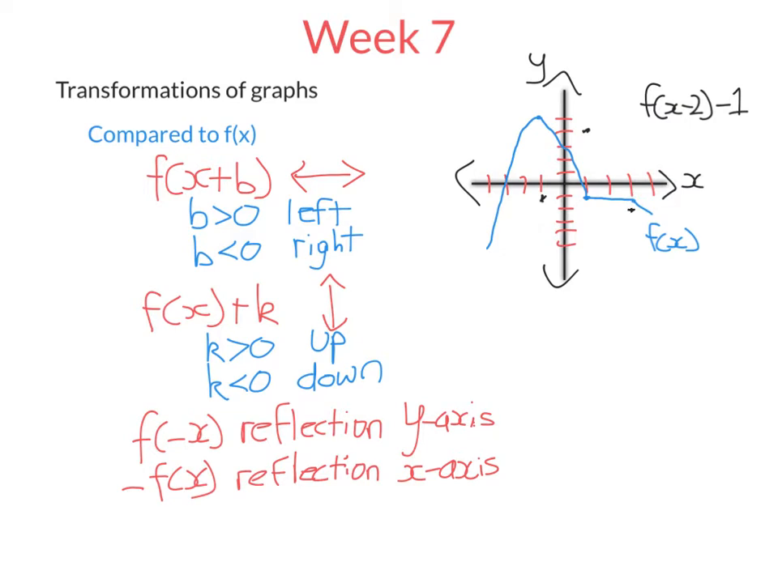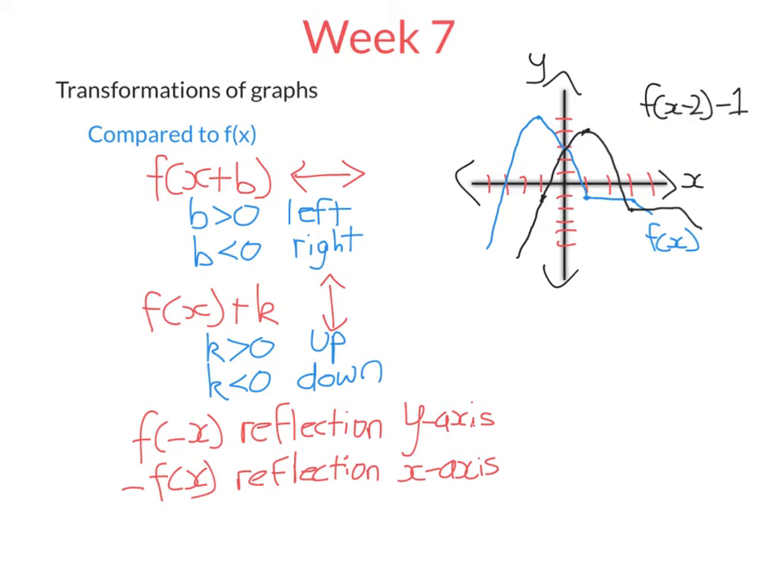When you've done enough of these points, you can just join it up. So it's going to look like this. It's going to go up, hit its turning point, stop, turn around, go down here, then turn into a straight line like that. So in black is the graph of f(x minus 2) minus 1. That's how we transform graphs.